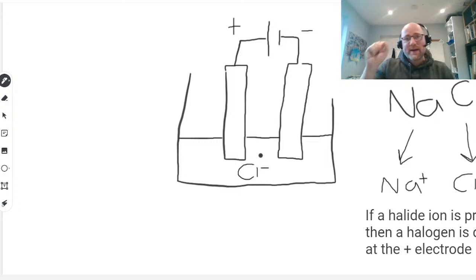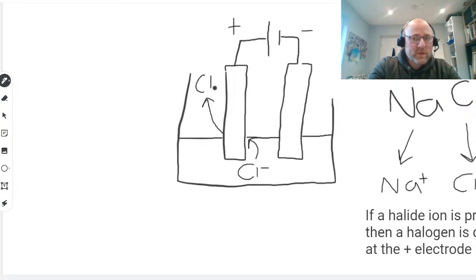Don't get halide and halogen mixed up. A halogen has the formula Cl2, would be chlorine, and a halide would be chloride and have the formula Cl minus. They're two different things. People think, oh, it's okay to say chloride or chlorine. It's not. So the chloride ion, chlorine doesn't go to the electrode. The chloride ion goes to the electrode and chlorine is discharged.